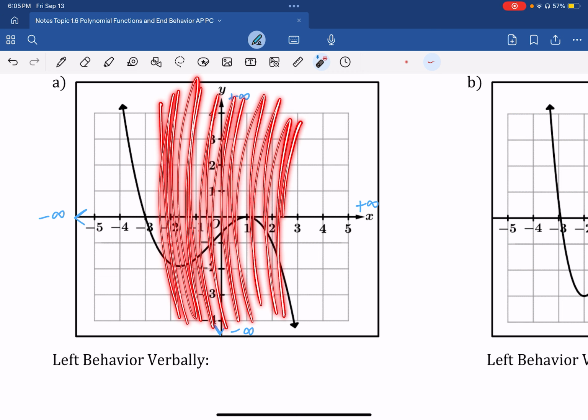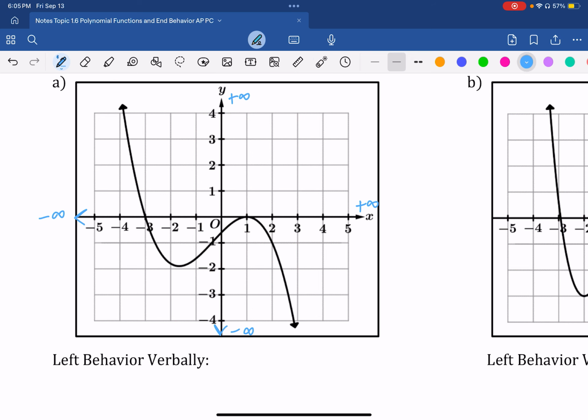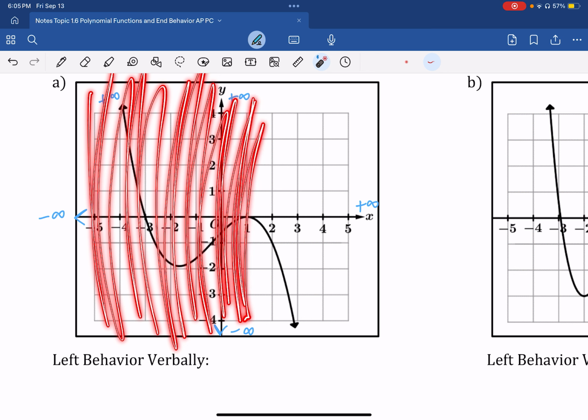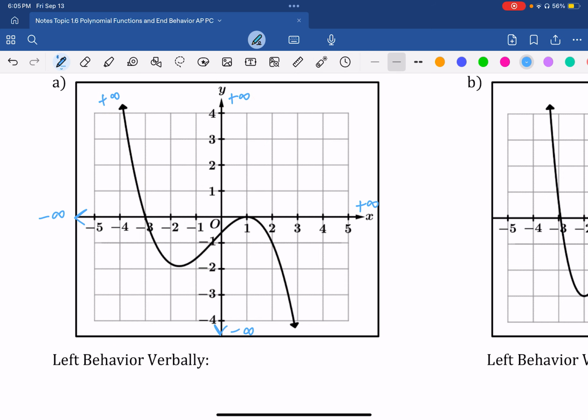So we're going to focus on the left side. Okay, so I see the left side is going up this way. That means that the left side is going to be approaching positive infinity. Okay, now if you do your right side, then you use your hand to cover the graph and only focus on the right side. You see how the right side is going down? That means that the right side will be approaching negative infinity.